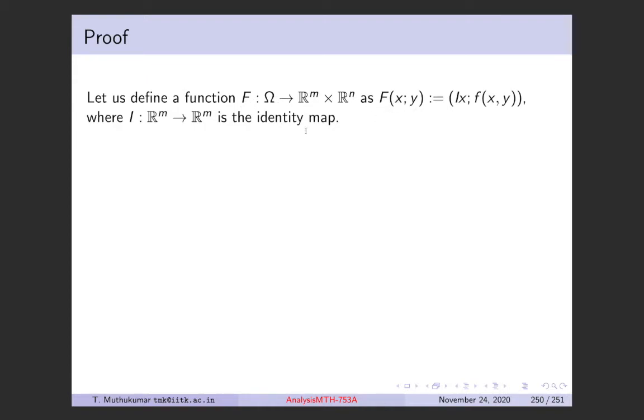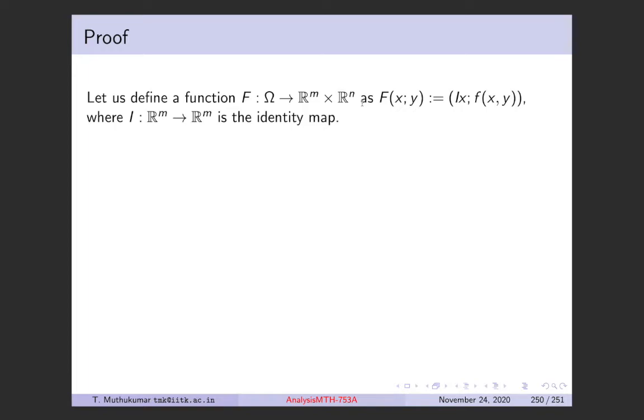Capital F of x comma y, where x is coming from Rm and y is coming from Rn, is defined as x comma f of x comma y. f was already a map from omega to Rn, so the second coordinate is in Rn, no problem. x was already from Rm, so its first coordinate is in Rm. So define this map F of x comma y as I of x comma f of x comma y. When I say I here, I mean the identity matrix on Rm, so I of x is x. So F of x comma y is x comma f of x comma y.